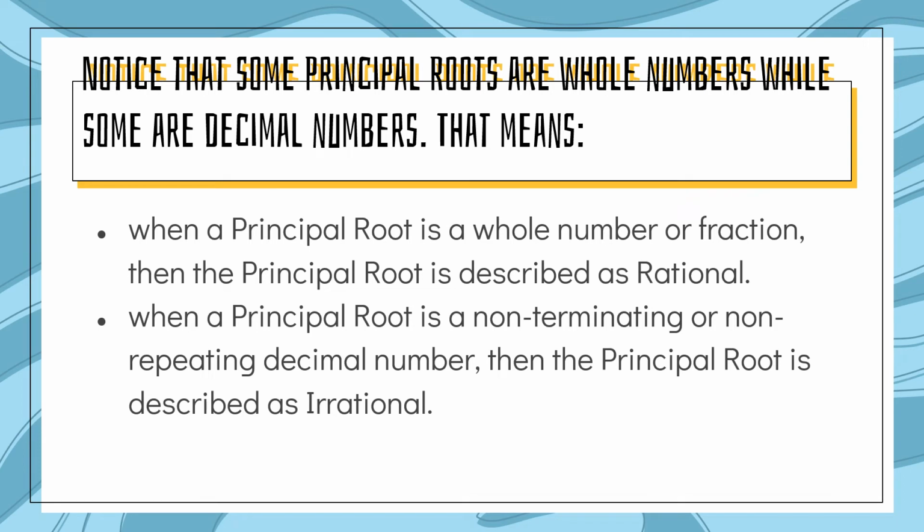Then, notice that some principal roots are whole numbers while some are decimal numbers. That means, when a principal root is a whole number or fraction, then the principal root is described as rational. Then the second one is when a principal root is a non-terminating or non-repeating decimal number, then the principal root is described as irrational.